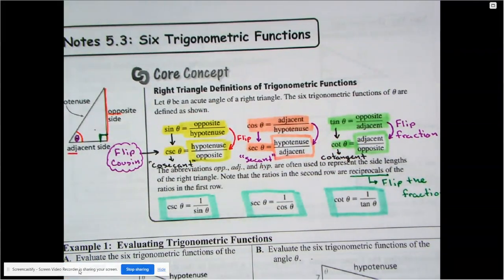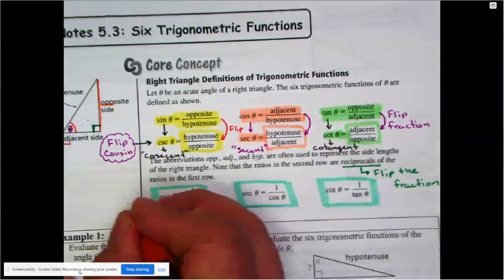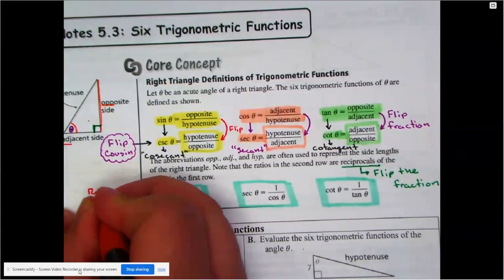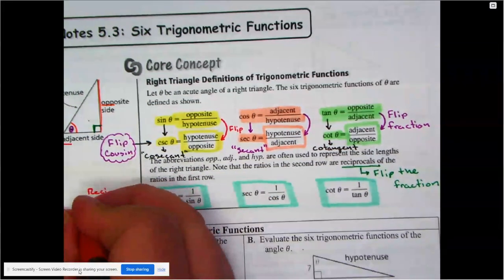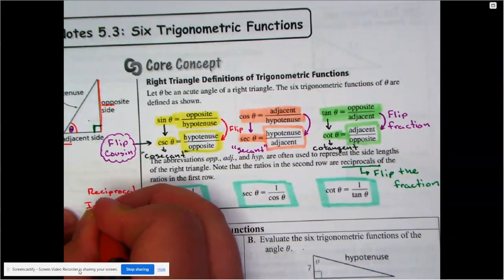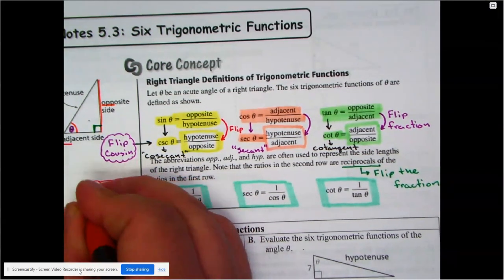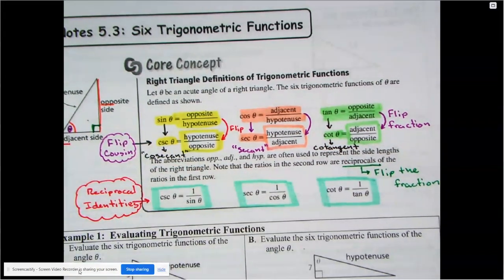But the official name of these, I know I said I call them the flip cousins because we're literally flipping fractions. But here's the true name for these right here. This is what we call the reciprocal, because they were flipped, the reciprocal identities. An identity is just another way of saying a formula in math. So the reciprocal identities are these three right here, which just means we're going to flip them over.